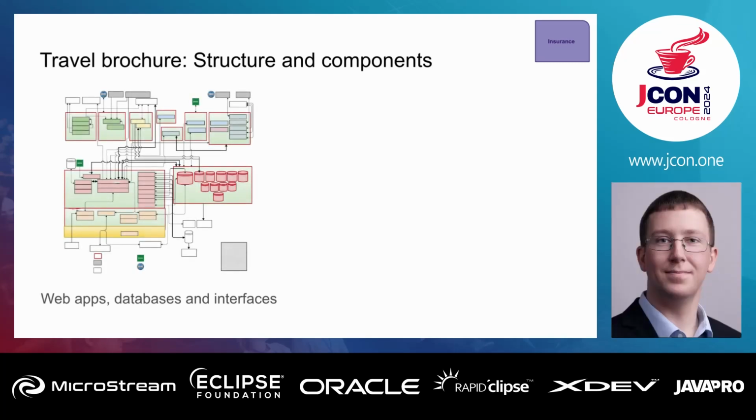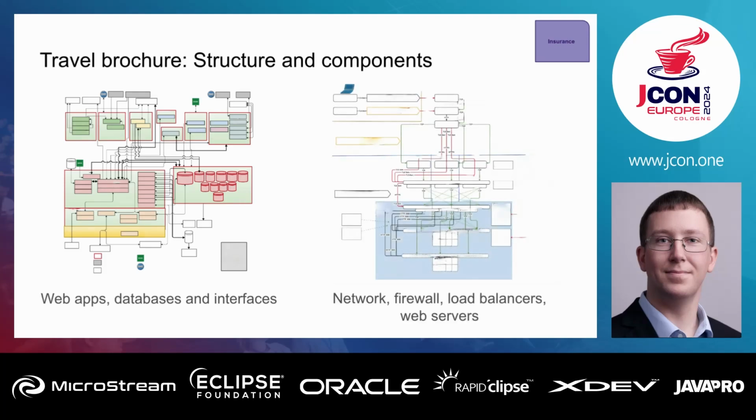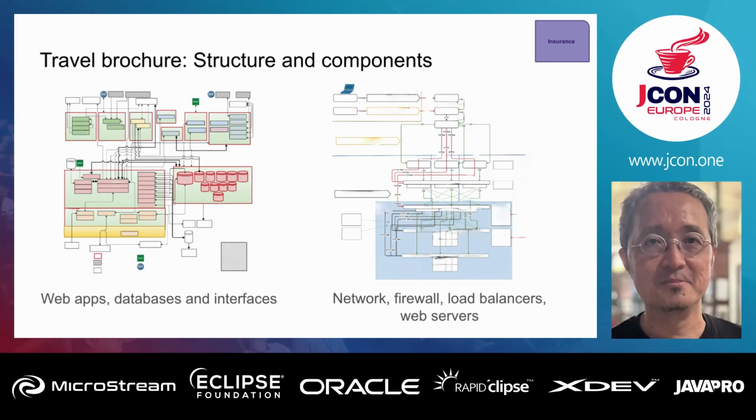Just to show you the structures, as Daniel told us, this is the travel brochure. We need to collect the information. At the end, we need to know what kind of architecture we have, what kind of application we have, what kind of database we have. We need to know the whole stuff first, and it's quite complex. Also the network, firewall, load balancers, web servers, we all have to know about that part in our on-premise system, right?